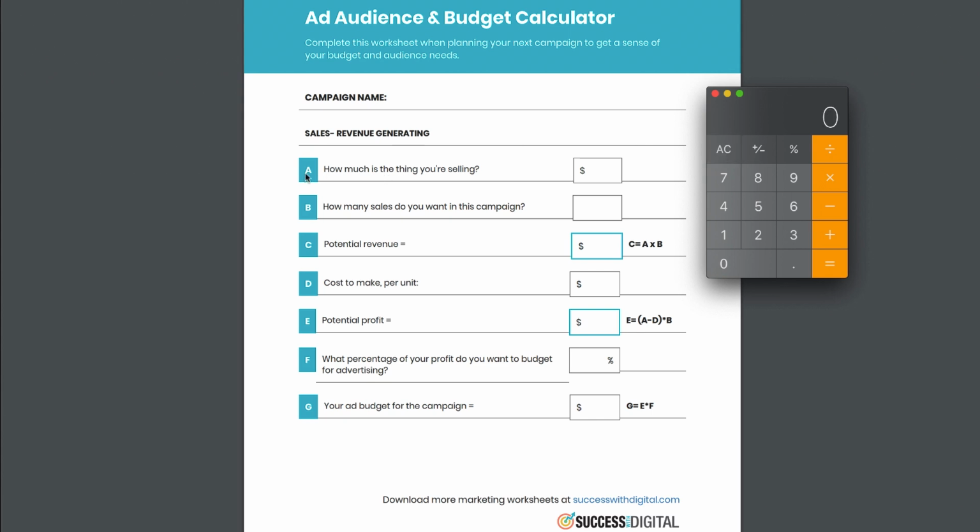So in the next section, it's all about things that you're actually selling. So the first thing you're going to want to look at is how much is the thing that you're selling. Let's say it's $100. And how many sales do you want to make during this campaign? So if you wanted to sell 50 of these $100 unit items. So from there, you can look at what your potential revenue will be. If you have an item that's $100 and you want to sell 50 of them, then we know that your potential revenue here is $5,000.